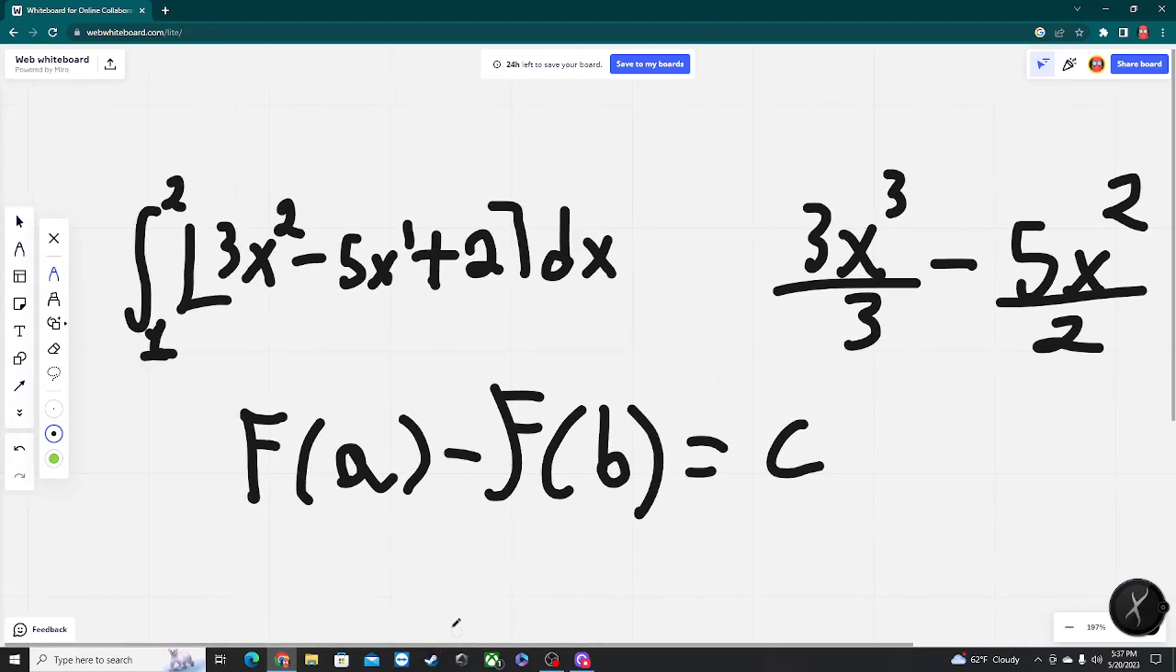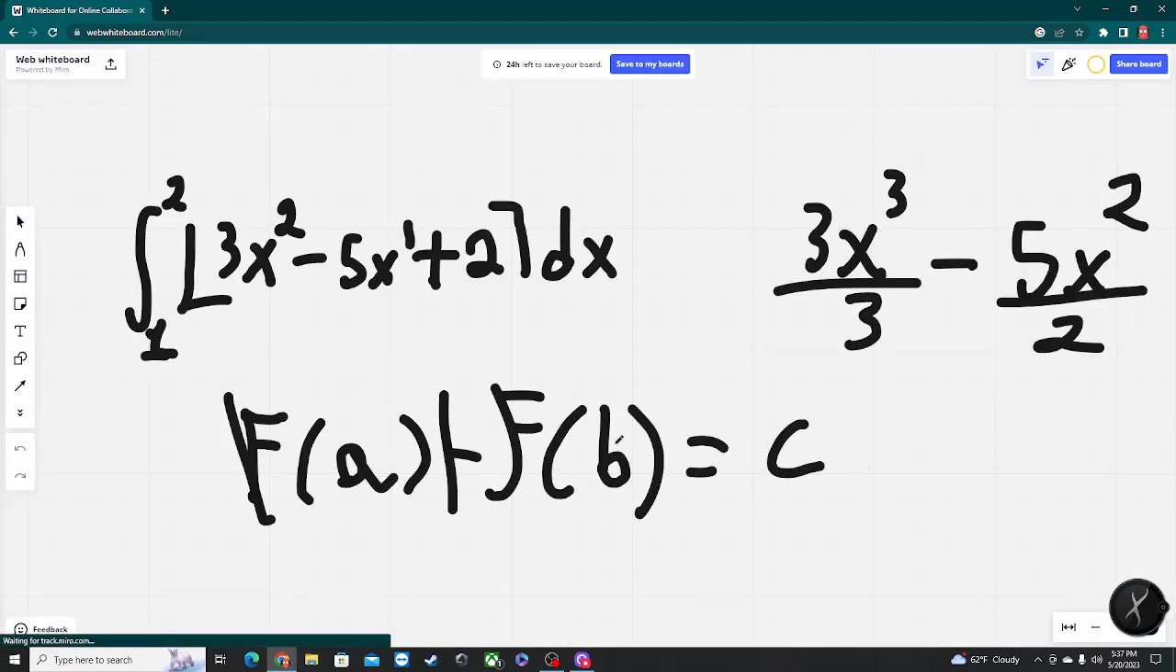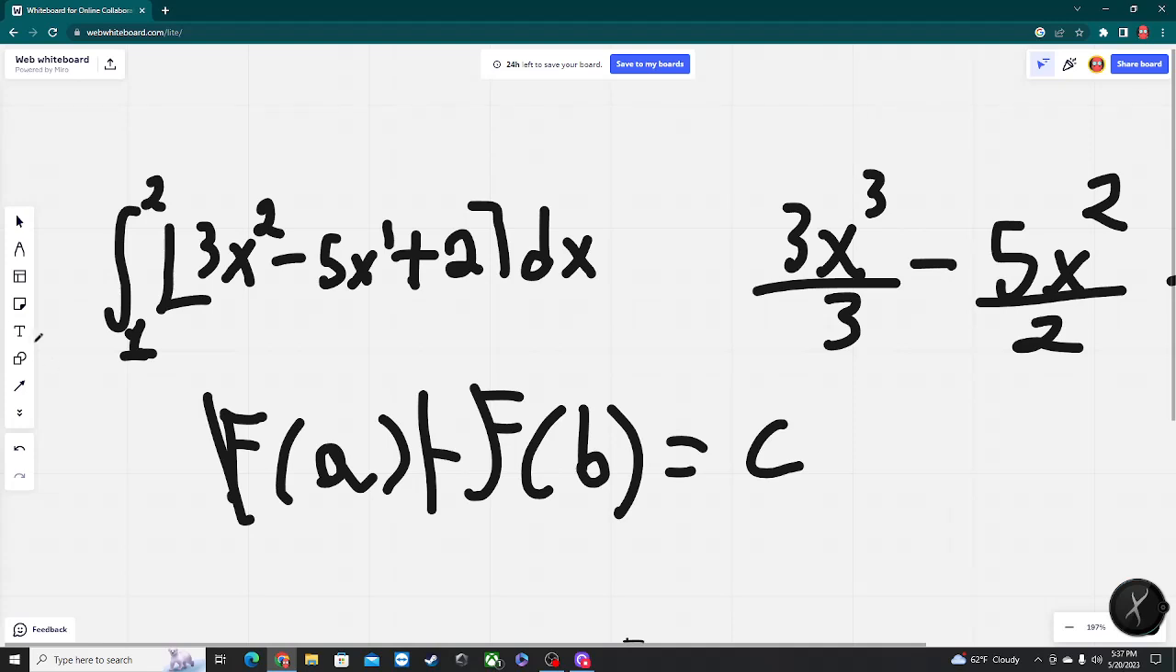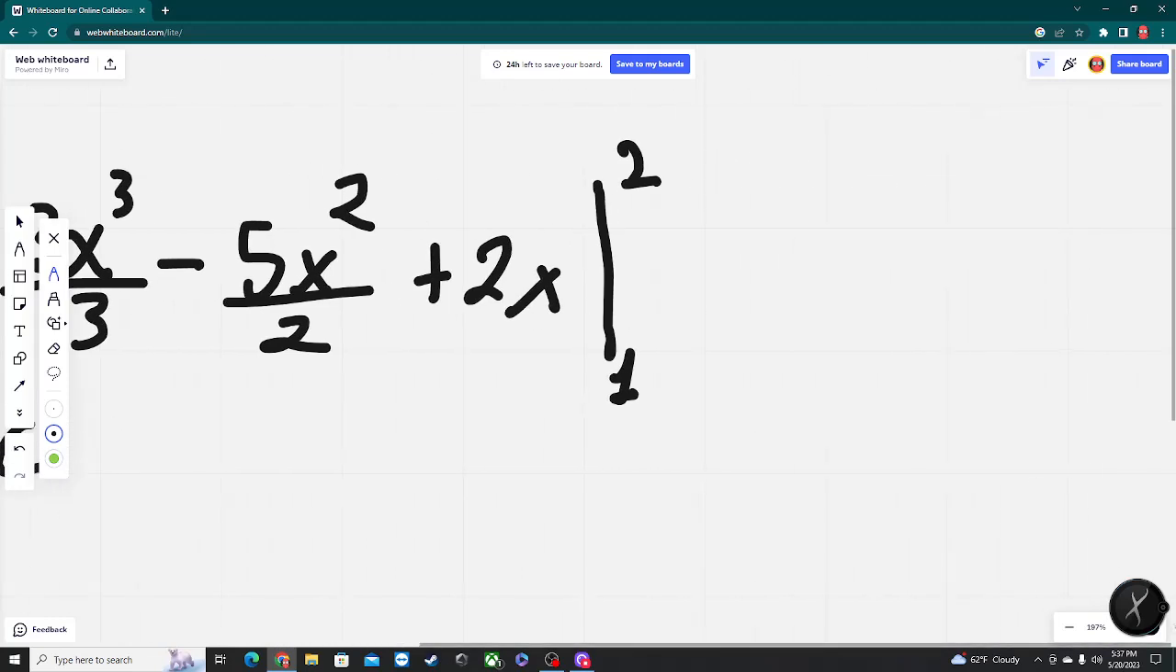So the first part of this function, we're going to narrow down to just this right here. Okay. So now we can just narrow it down to our F of a for now. So let's take our function and let's just plug in our a limit, so 2.